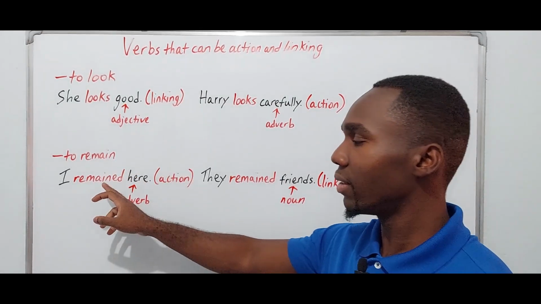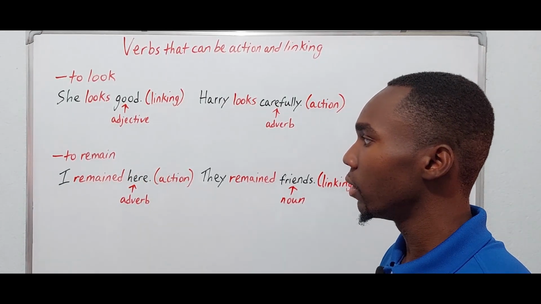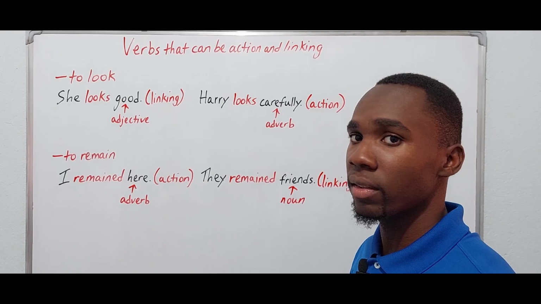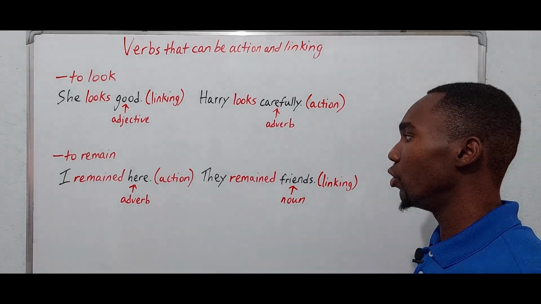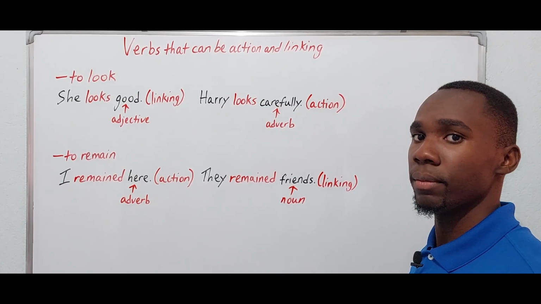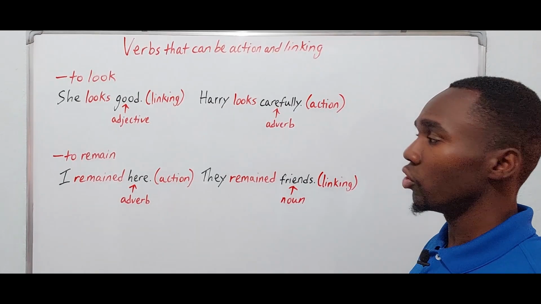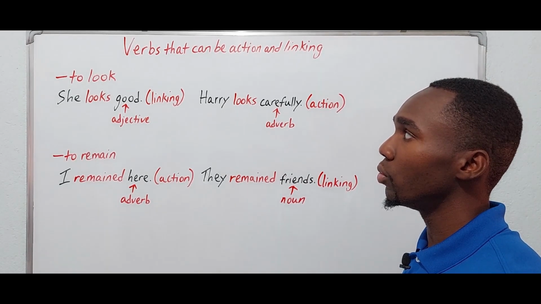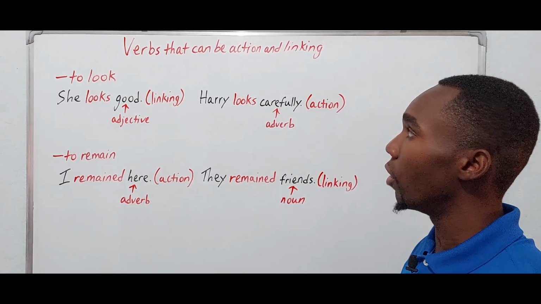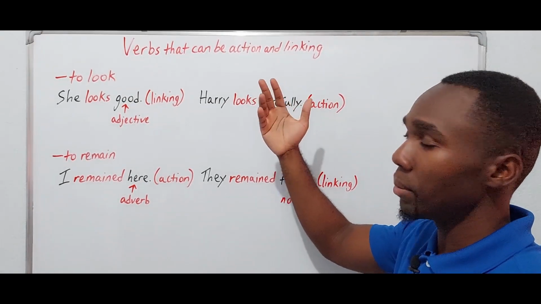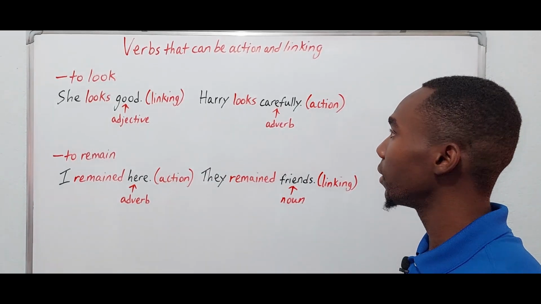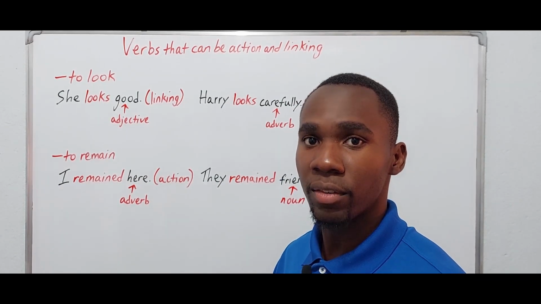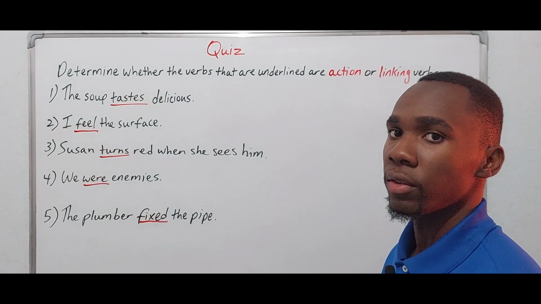So in the first instance, you have an action which refers to staying in one place, and then over here you have a linking verb, right? So this does not express action. So these are just two of the many examples there are of verbs which can be action or linking depending on the context, right? So yes, now we're going to proceed to the quiz. Okay, so we move on to the quiz, right?